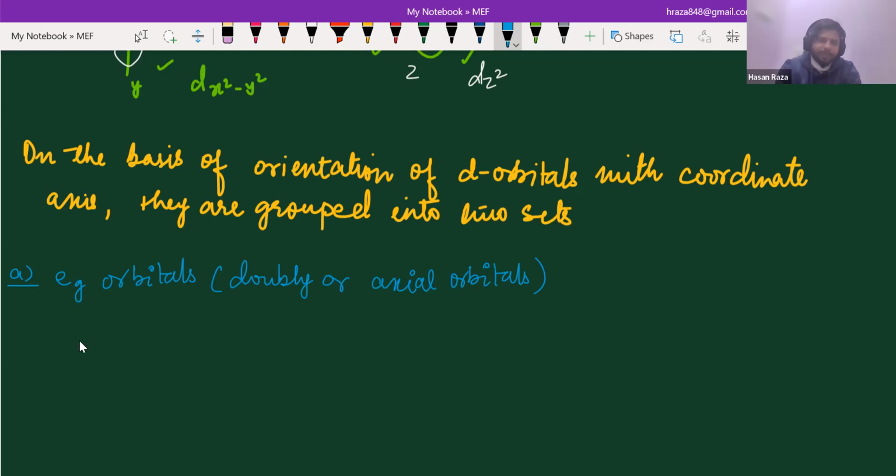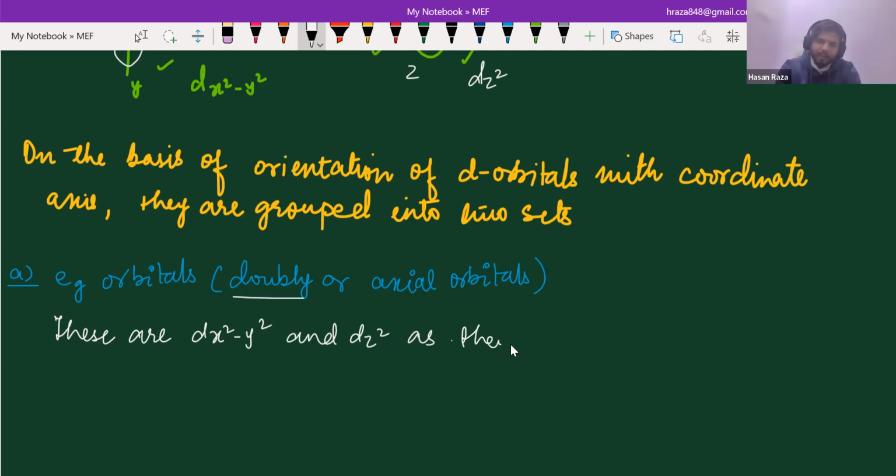These are the orbitals I'm going to tell you. Eg orbitals, since they are axial, on the axis, these are dx square minus y square and dz square. Its name is doubly also because two of the orbitals will be here, as they lie on the axis, along the axis.